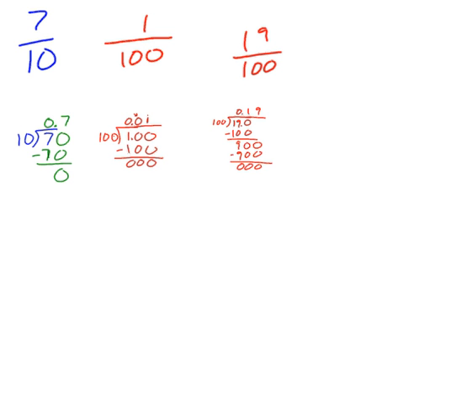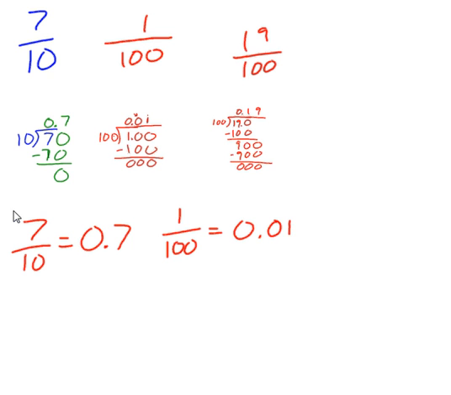Okay. Now we're going to play with these numbers a bit more, and you're going to write this down as well. We can simply say that 7 over 10 is equal to 0.7. We can also say that 1 over 100 is equal to 0.01. We can also say that 19 over 100 is equal to 0.19. The question to you is, is there a trend? And think about it. Is there a trend here? Well, believe it or not, there is.